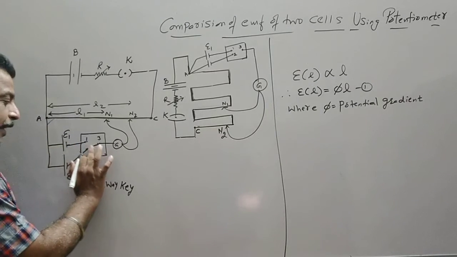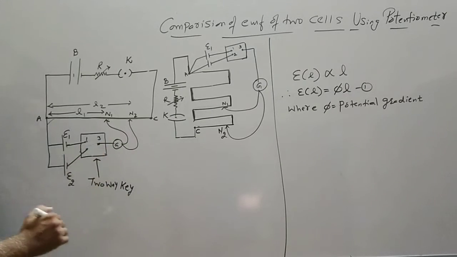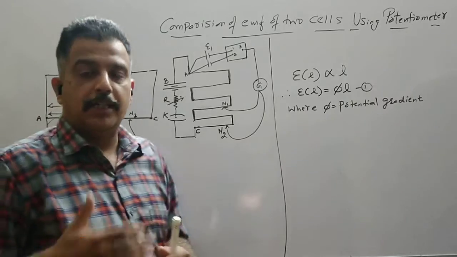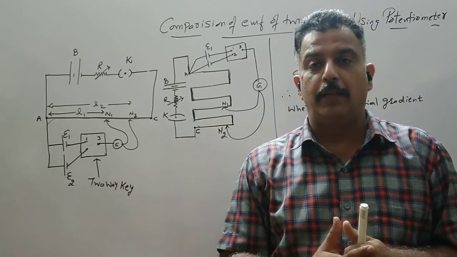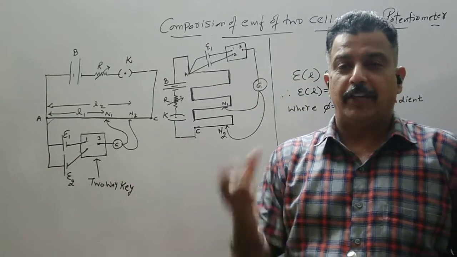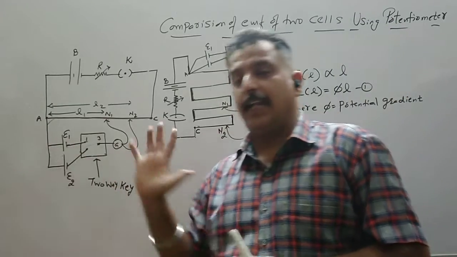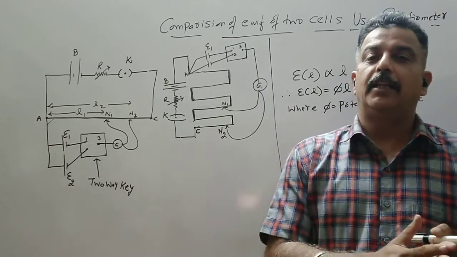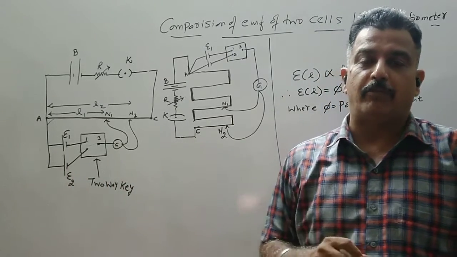So it is called a two-way key, so that we don't need to change the cell again and again, because we have to compare the EMF of the two cells. If we don't have this two-way key, first I will perform an experiment taking one cell at a time, then I remove that cell and bring in another cell E2, and then again I will perform an experiment.